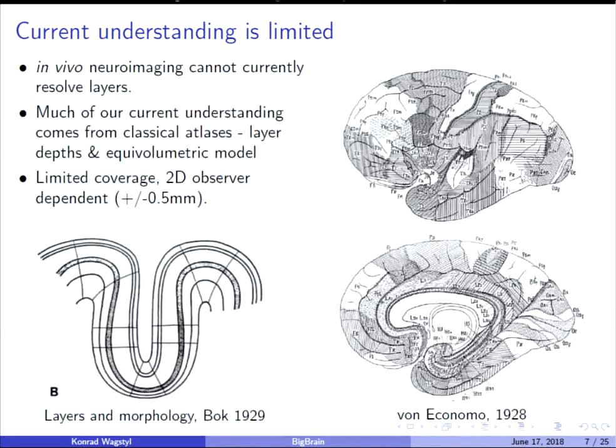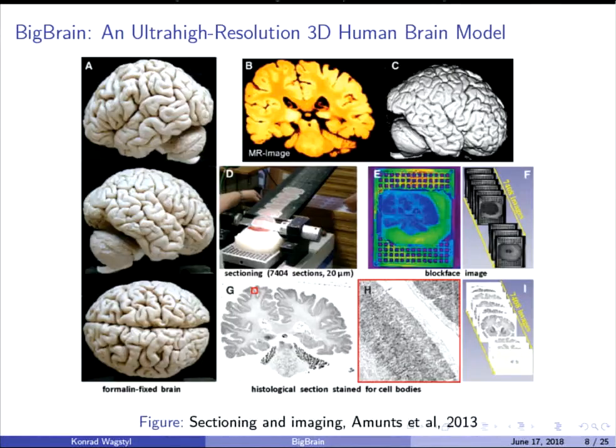Or the equivolumetric model from Bok, where he predicted the changes of position of layers based on curvature. So layer 4 is more superficial in gyri and deeper in sulci. The issue with both of these is, as I said, it's 2D and is quite a limited number of samples. So it would be nice to update these maps with higher density data sets. And so this is partly what the BigBrain was aiming at, which was to link some of the cytoarchitectural insights we can achieve with large-scale in vivo type analyses.